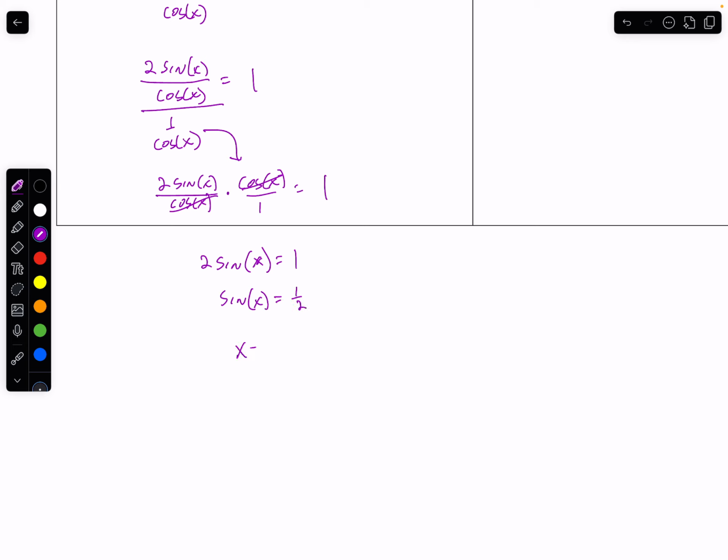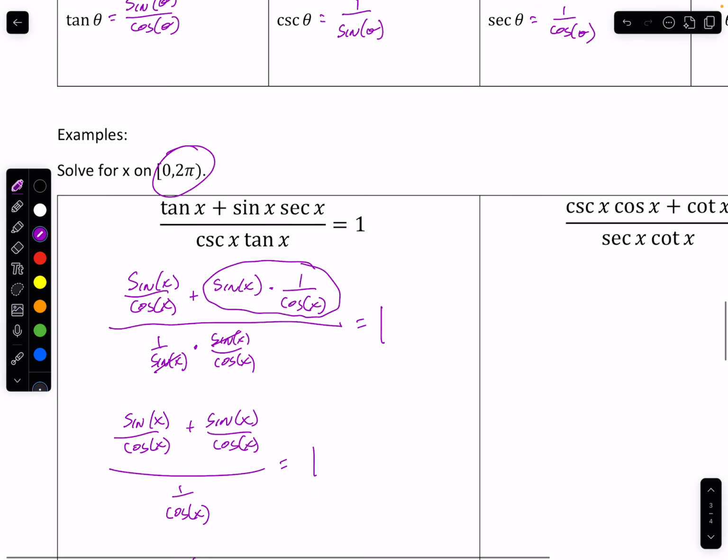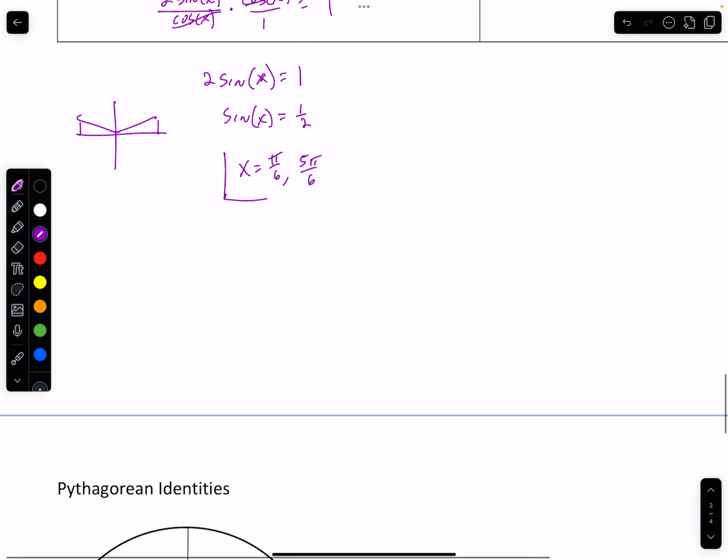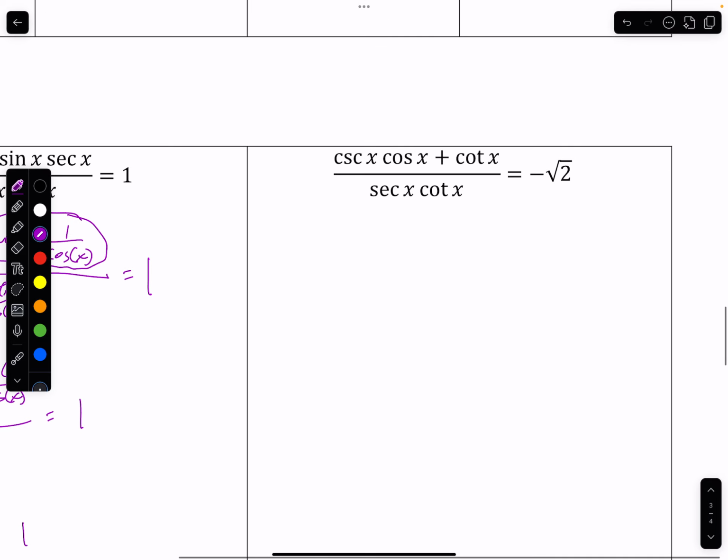And then I know what angles have a sine value of 1/2. Those would be positive 1/2, the little short ones. So that would be pi over 6 and 5 pi over 6. What's our interval here? On 0 to 2 pi. So those are our solutions. Whew, that was intense.